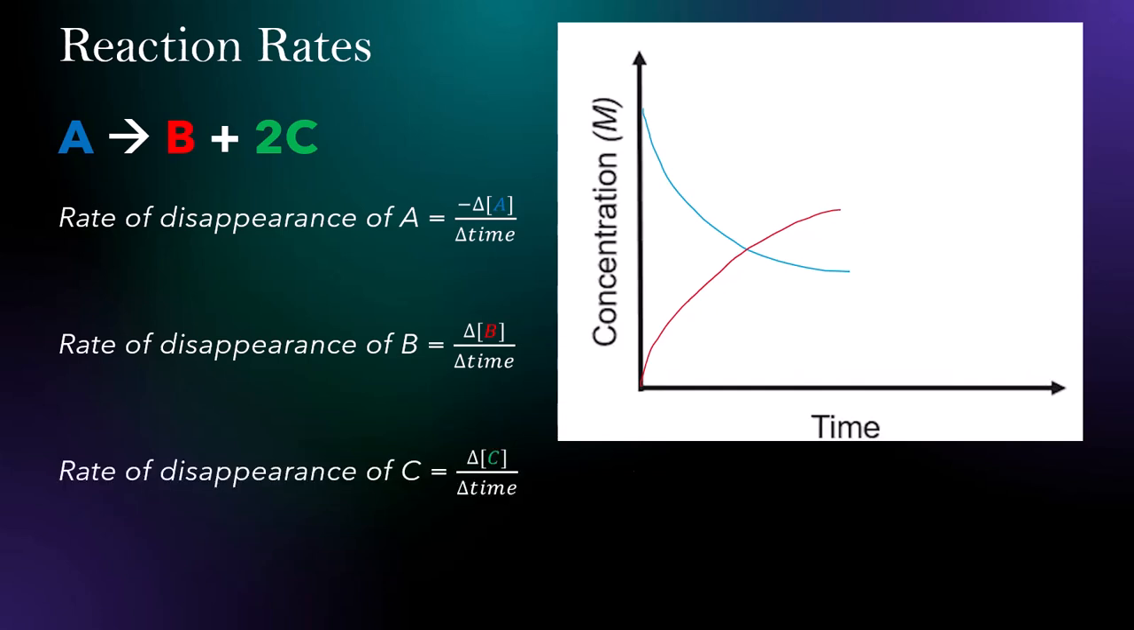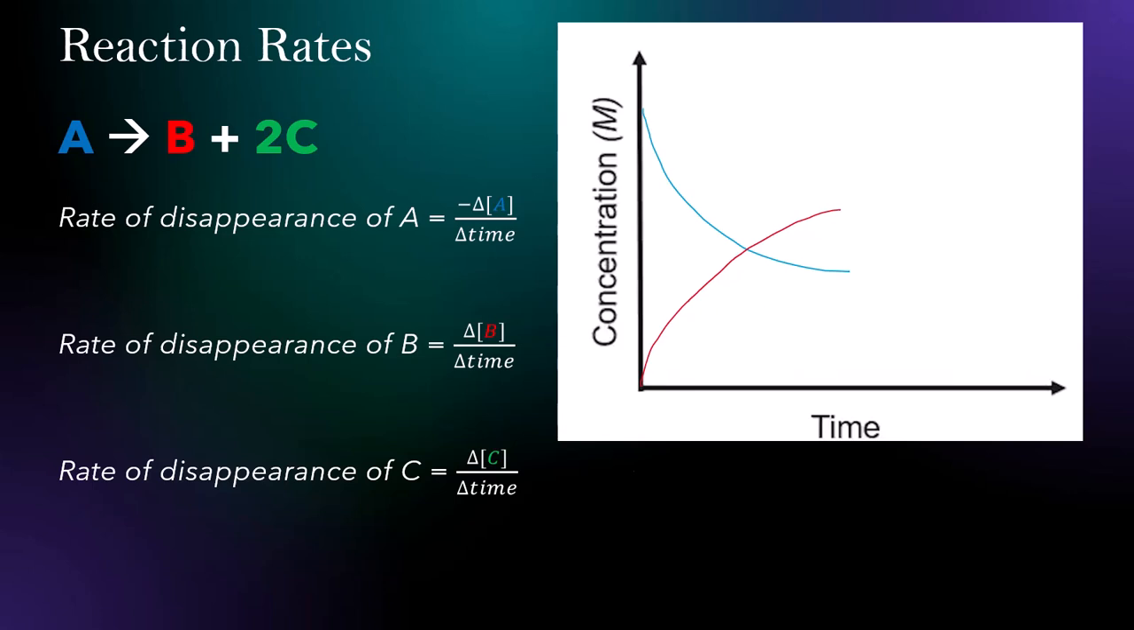Now, if we look at C, C is going to be a little bit different. The rate of disappearance of C is going to be the change in concentration of C over the change in time. However, we have that 2 coefficient. So now that 2 coefficient just means that twice as much C is appearing as B in the same amount of time, or twice as much C is appearing at the same time that A is disappearing. So we have to reflect that in our graph.